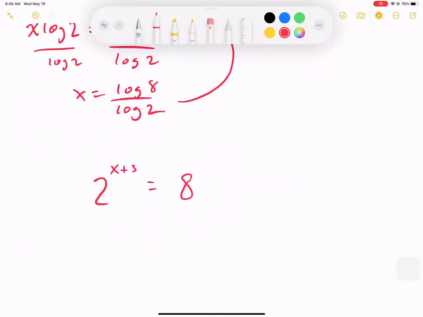Okay, now this becomes a little harder, because this x plus 3 kind of messes up the way I count. I count 1, 2, 3. But imagine if I made you count every time you add 1. Every time you say 1, you have to add 3 to it. Say 2, you have to add 3 to it. Say 3, you have to add 3 to it.